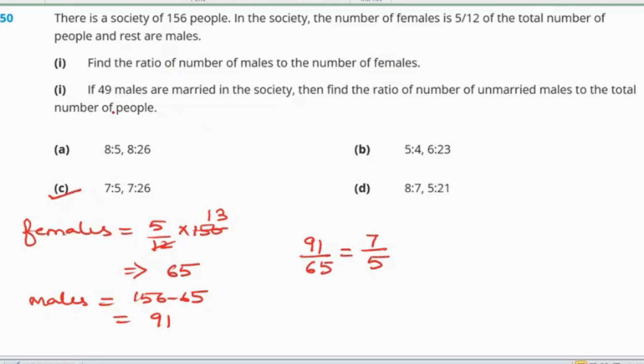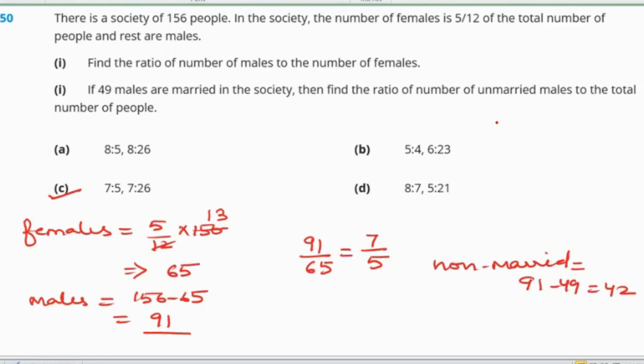Okay, let's solve the second option as well. If 49 males are married in the society, then find the ratio of unmarried males to the number of people. If 49 out of 91 males are married, then the non-married, or unmarried, we can say either, are 91 minus 49. When we do 91 minus 49, we get 42. So 42 are unmarried.